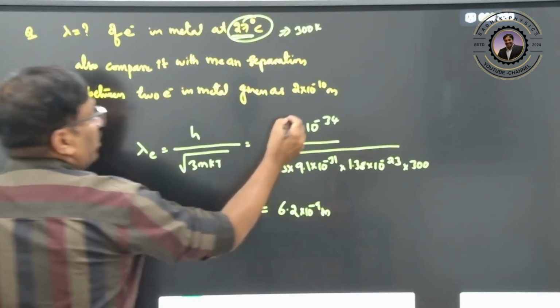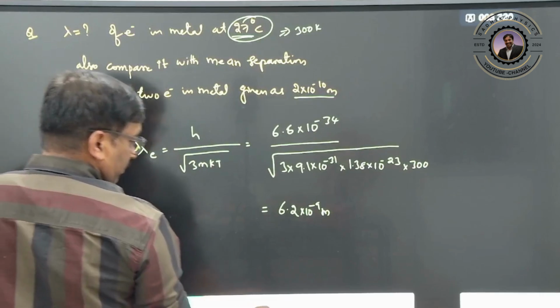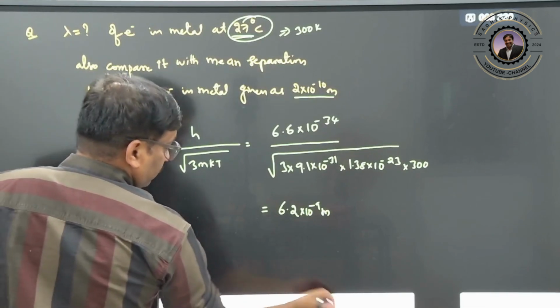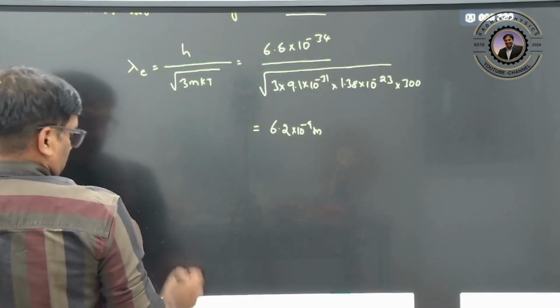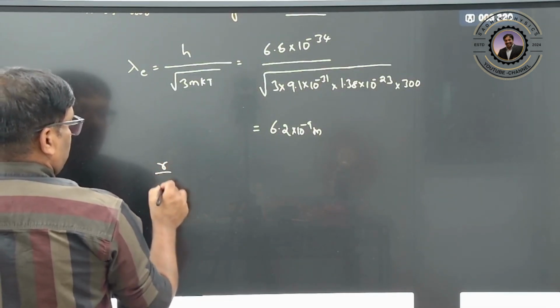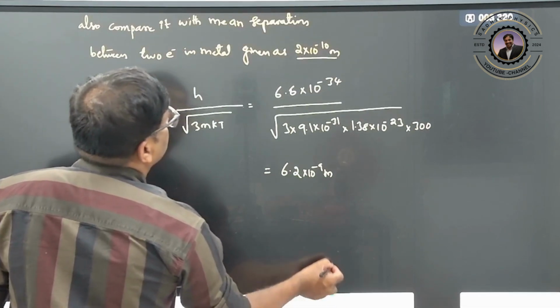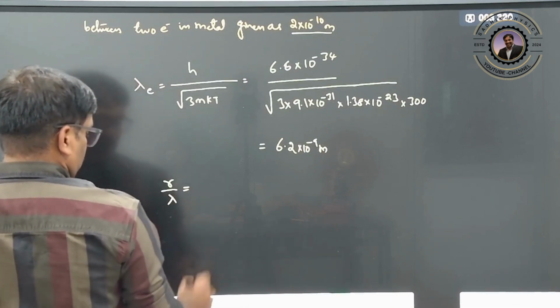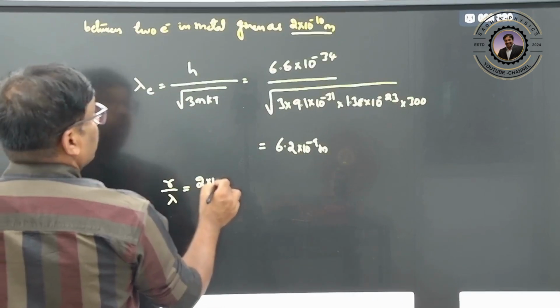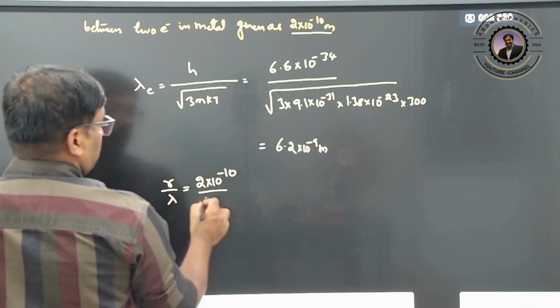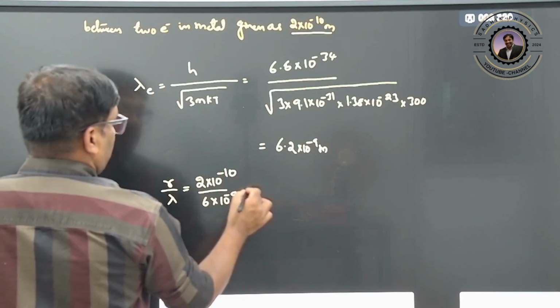Here, the distance between the two metals was given like this. So therefore, the distance divided by the de Broglie wavelength. So it is given as how much? This is 2 into 10 to the power of minus 10 divided by 6 into 10 to the power of minus 9 nearly.